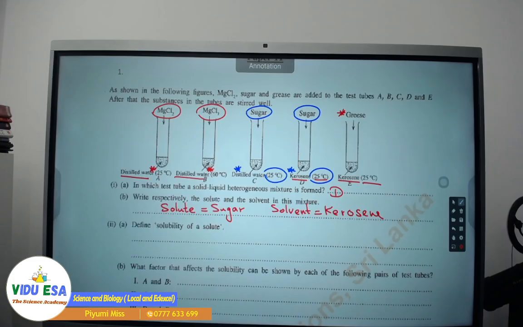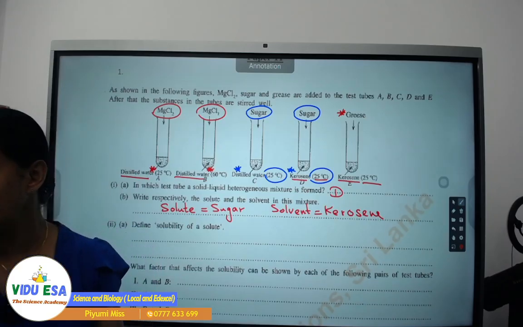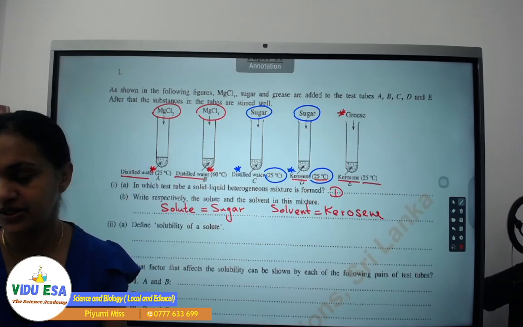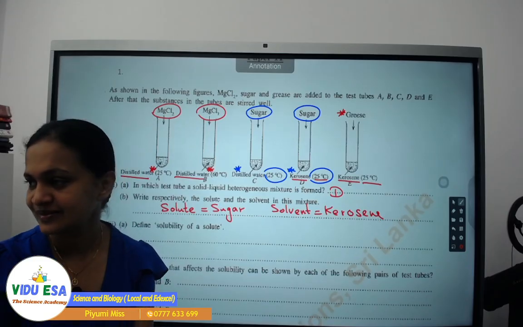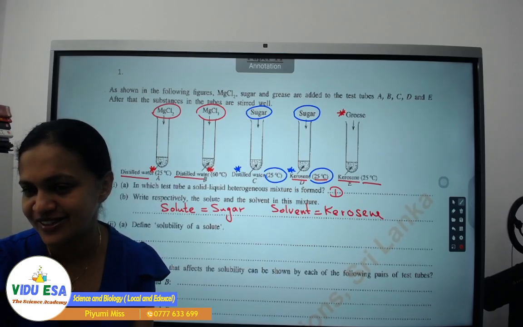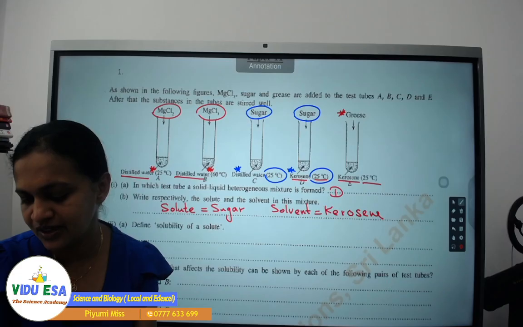Define solubility of a solute. What do you mean by solubility? Yes, who is going to define? Any volunteer? Okay, Upeksha. Yes, who is going to define? Aaron? Please start once again, Aaron. I couldn't hear the first part. Maximum mass of solute dissolves in 100 grams of solvent.